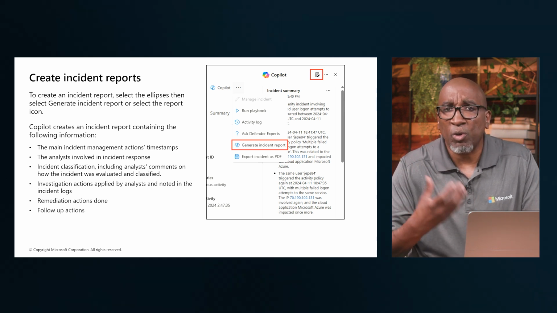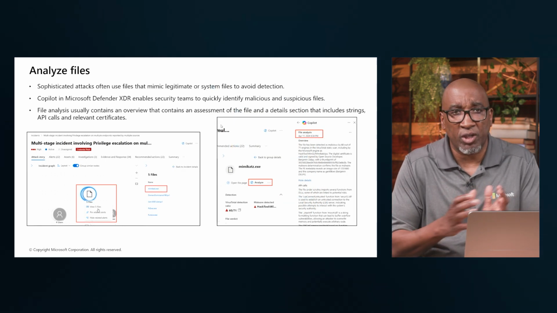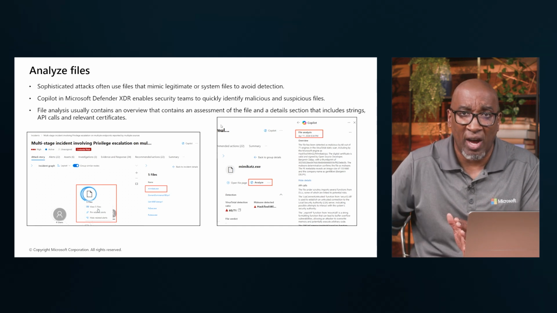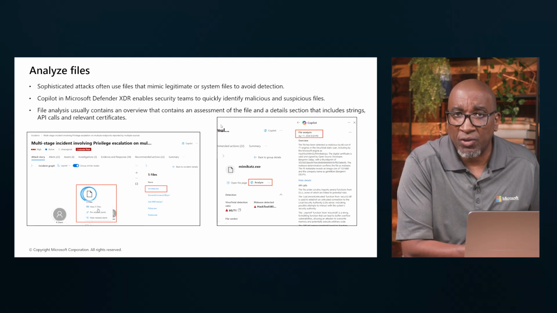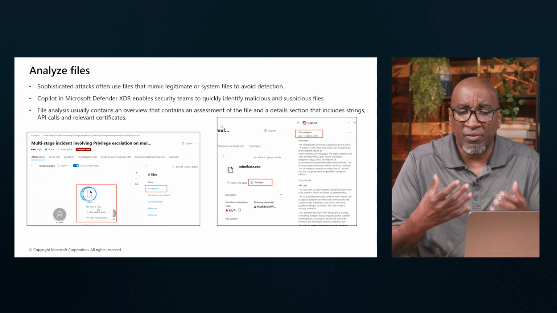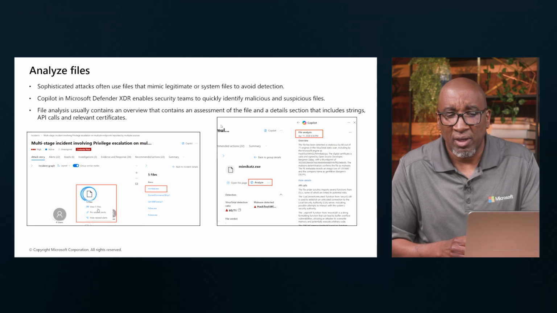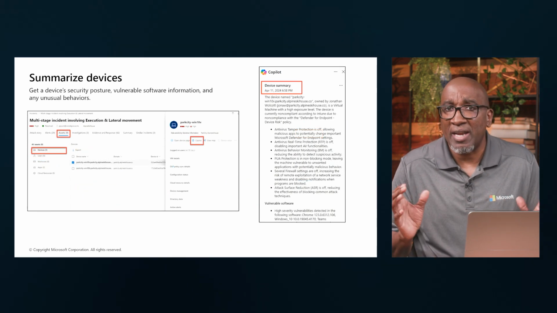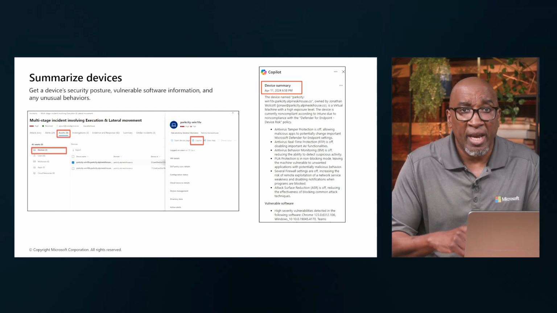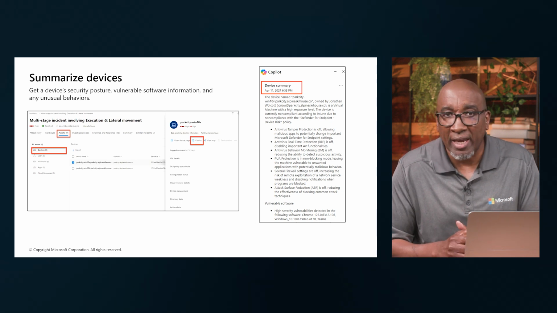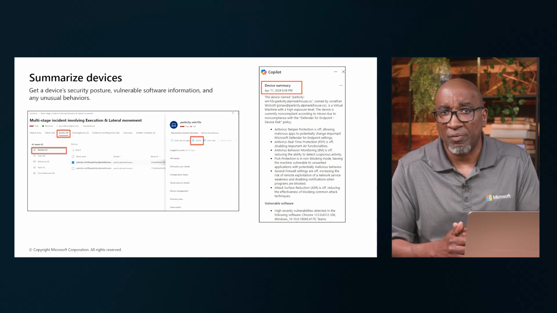If there are any files that were used or discovered in this process, we can use the Analyze File feature to help security teams identify malicious and suspicious files. It provides an overview and detailed actions along with those files, including strings, API calls, and relevant certificates that were used. If there are any devices that were a part of this analysis, the device summary capability provides information on the device's security posture, any vulnerable software, and any unusual behaviors noted on the device. This is accessible via the incident page.